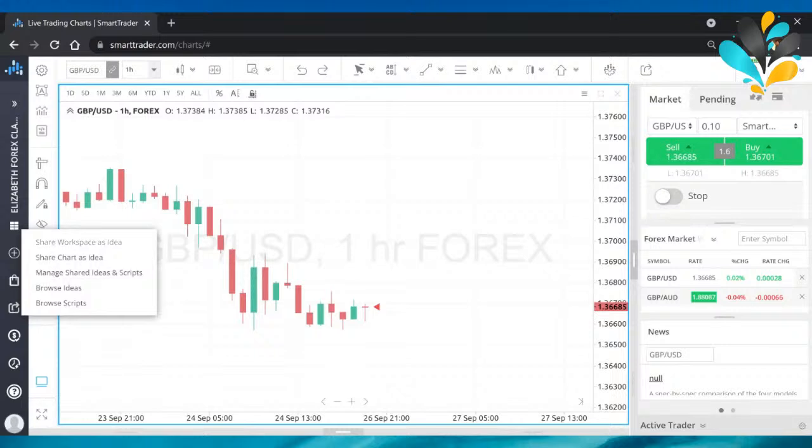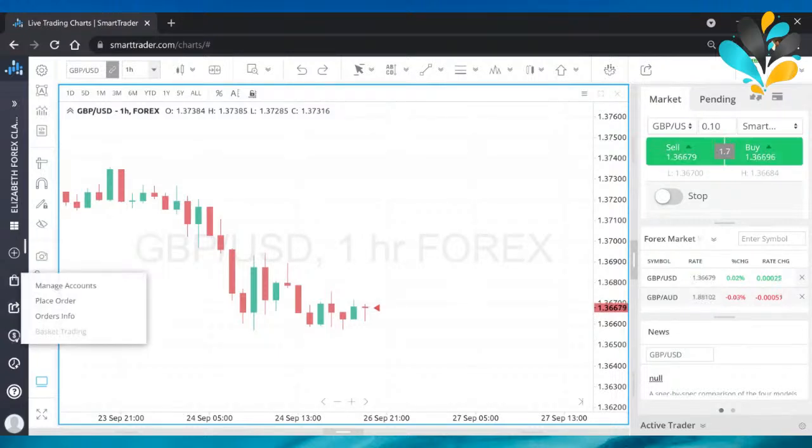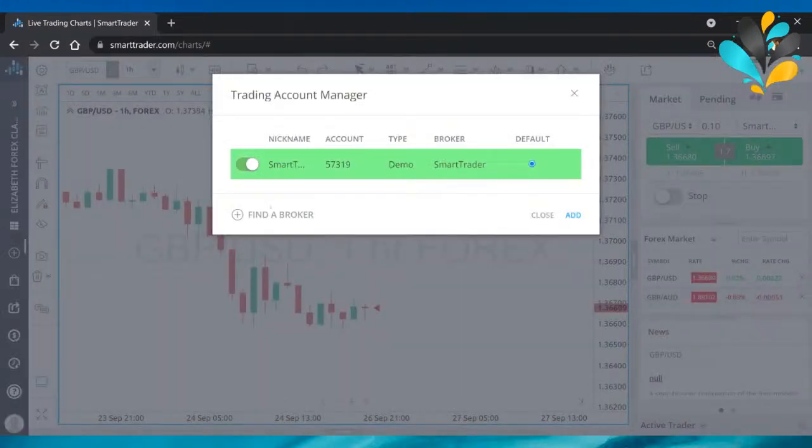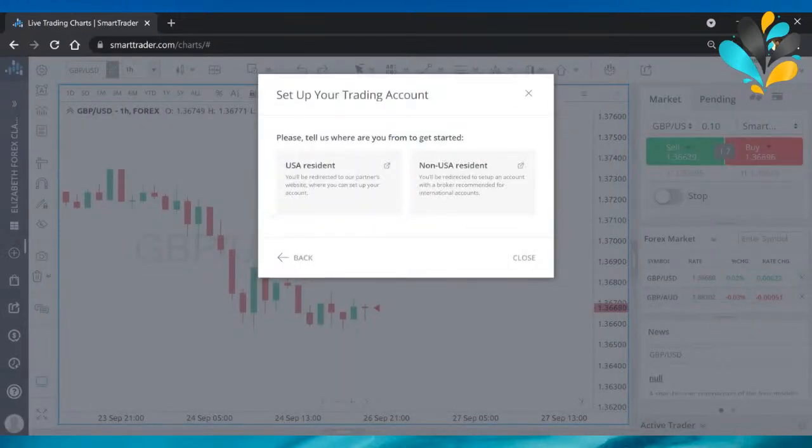So share ideas. You can share a Workspace as an idea. You can share a chart as an idea. You can manage the shared ideas and scripts. You can browse ideas or browse scripts. You can add your accounts by selecting this $ and selecting Manage Accounts, and you would just find a broker and go through the process.